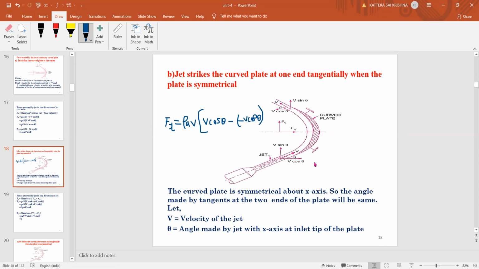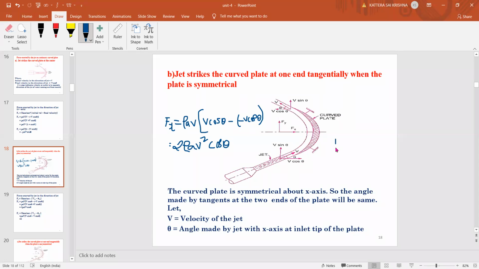Okay. So v cos theta is initial in this direction, minus final velocity is minus v cos theta since it is in opposite direction. So what we got? Fx equal to rho a v, and v is common. So rho a v square cos theta plus cos theta is 2 cos theta. So what you will get? 2 rho a v square cos theta. So this is Fx. Fx equal to, since we have v cos theta, it becomes 2v cos theta. So 2 is out, rho a v square cos theta is the Fx value.